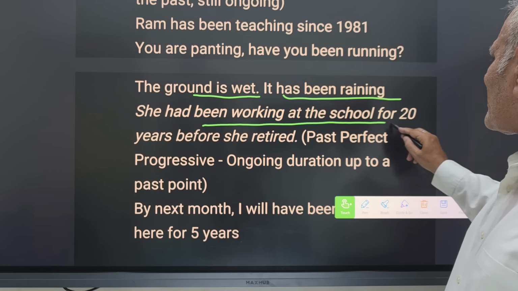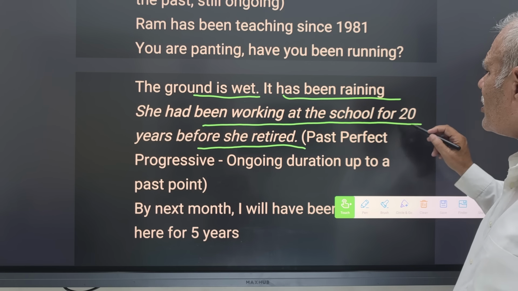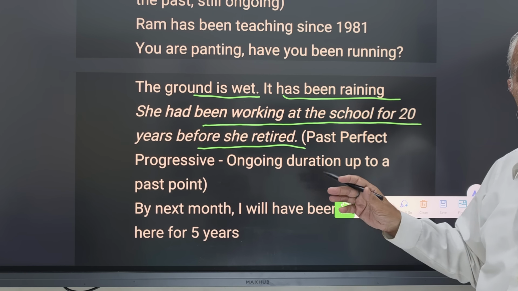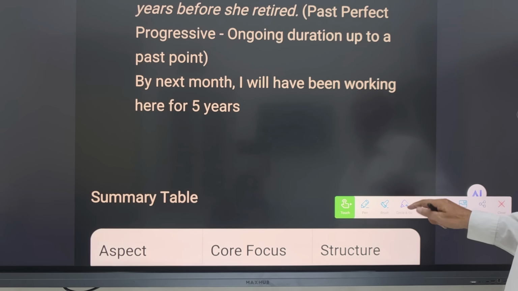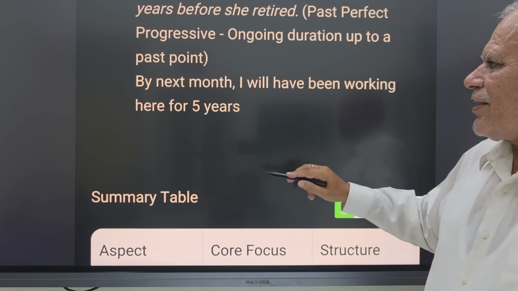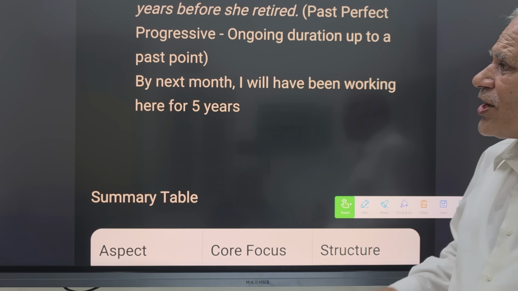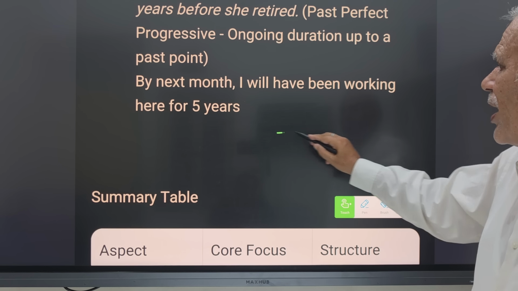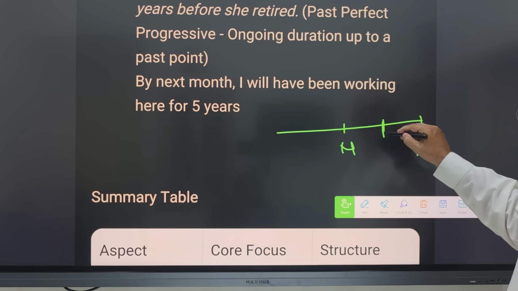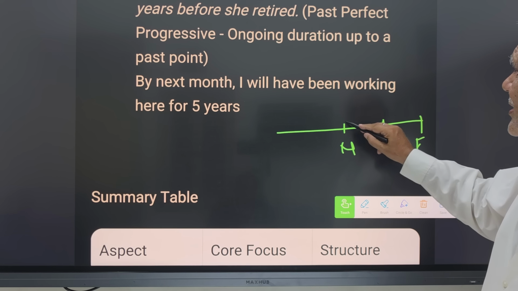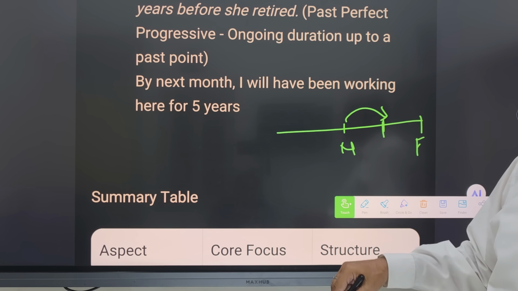She had been working at the school for 20 years before she retired. So emphasis is on 20 years before she retired from the school. Past perfect progressive: ongoing duration up to a past time. By next month I will have been working here for 5 years. So what you are talking about is the future, by next month. This is now, this is future, and here this is the next month. By this time, you would have completed 5 years working in this school.